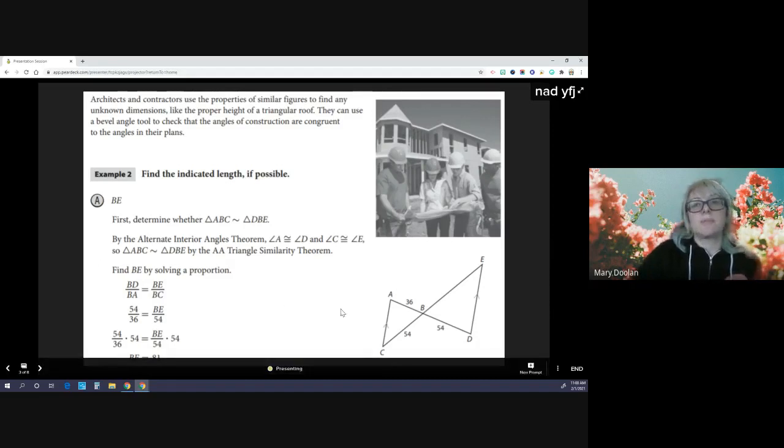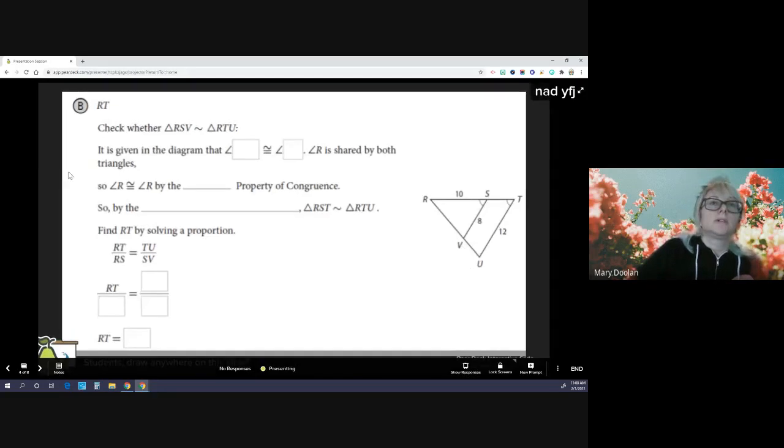Okay, so this is an application of a triangle similarity theorem. On the next slide, we're going to, again, find the indicated length if possible. All right, and so with this slide, this is one of the ones you write on. So I would like you to follow along with me. We're going to do this together.